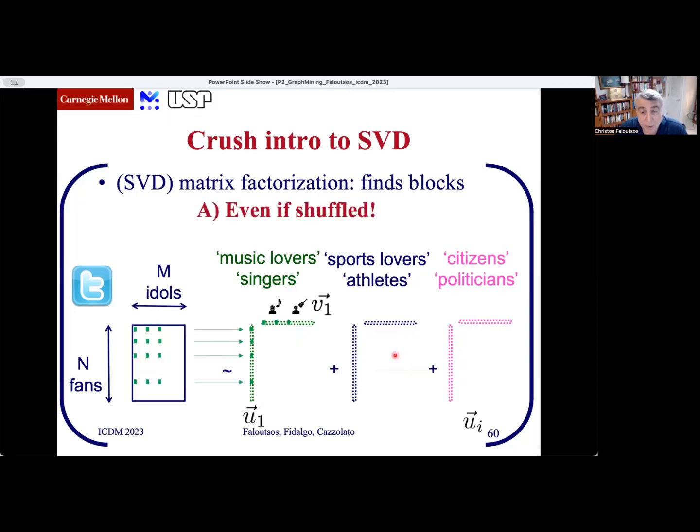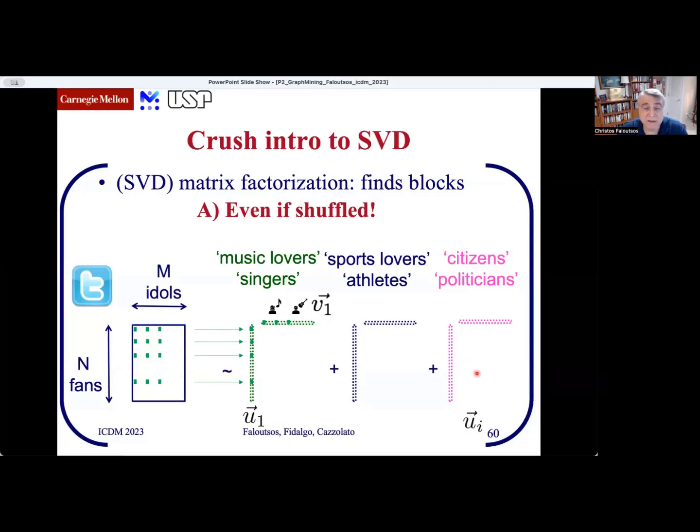And what is amazing is that the singular value decomposition will give us the right people, the music lovers, the music talent, the musicians, and so on. Even if the rows and columns are shuffled, in this toy example, the music fans are shuffled, but the u1 vector will have 0 values for everybody else, except for the music lovers. And the v1 vector will have 0 everywhere except for the famous musicians, and similarly for the blue concept and the pink concept.